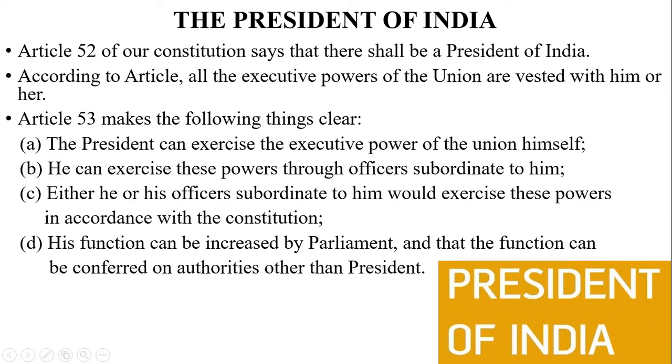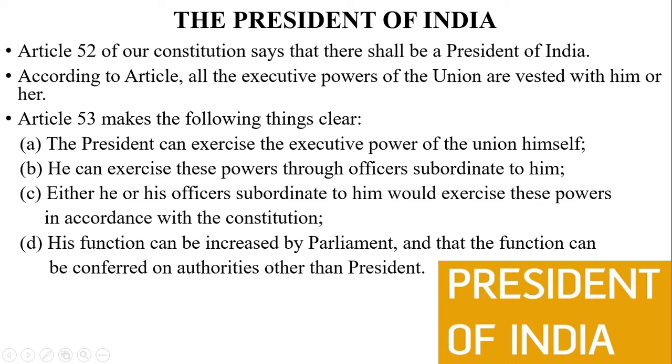Article 52 of our Constitution says that there shall be a President of India. According to that article, all the executive powers of the Union are vested with him or her. Article 53 makes the following things clear. First, the President can exercise the executive power of the Union. Next is that he can exercise these powers through officers subordinate to him.